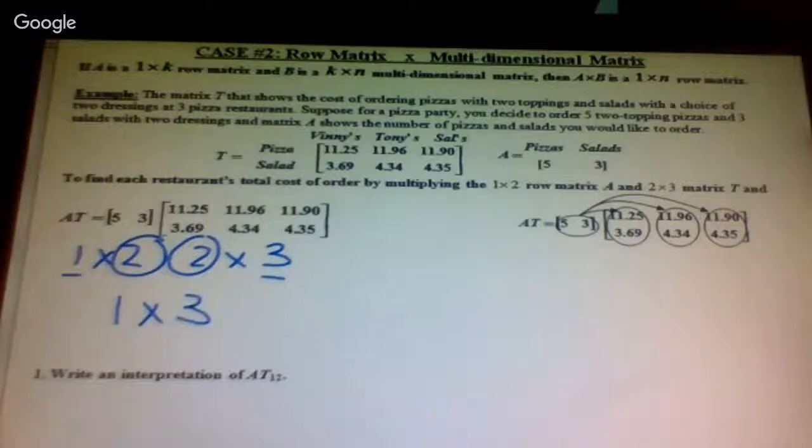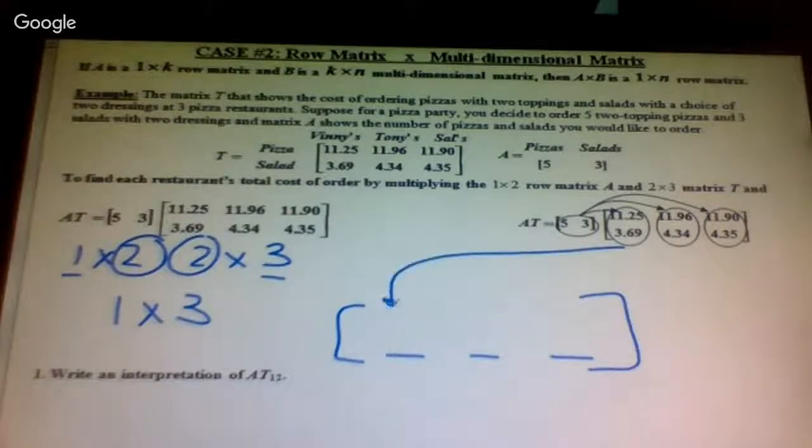So now instead of the inside, it's the outside. That means your answer is going to look like blank, blank, blank, all in a row. How this happens is you take your row times this column, and that answer goes here. You take your row times the second column, and that answer goes here. Your row times your third column, and that answer would go here.